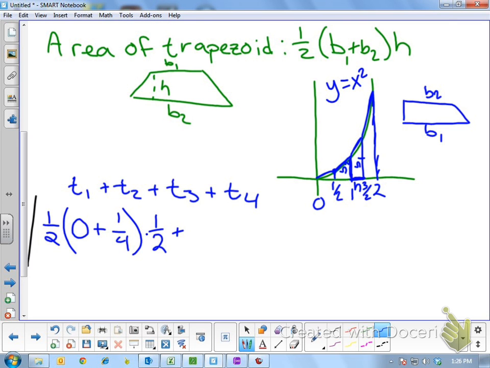Plus, and then we do it again. 1/2, because that's the formula for area of a trapezoid. Base 1, well, I've already found base 1 of my next trapezoid. What's base 1 of my next trapezoid? 1/4. It's the same as the second base of the first trapezoid. So 1/4 plus 1 squared is 1, times, again, 1/2. Plus, so I want you guys to find the last 2 areas. Write out the last 2 areas.